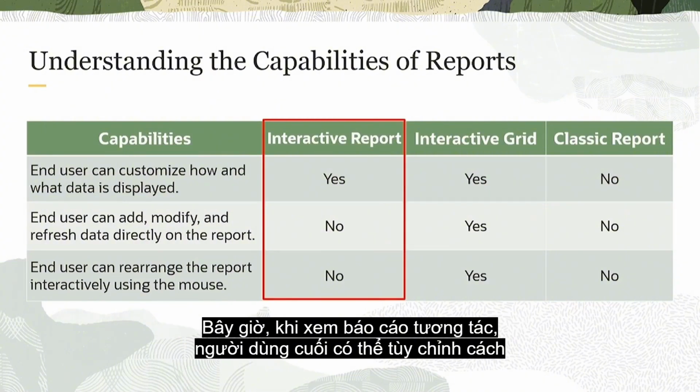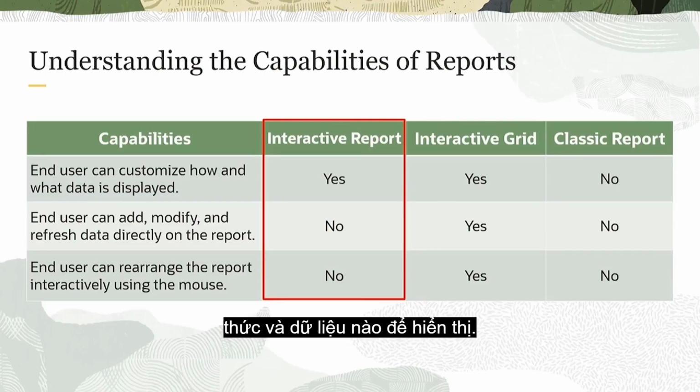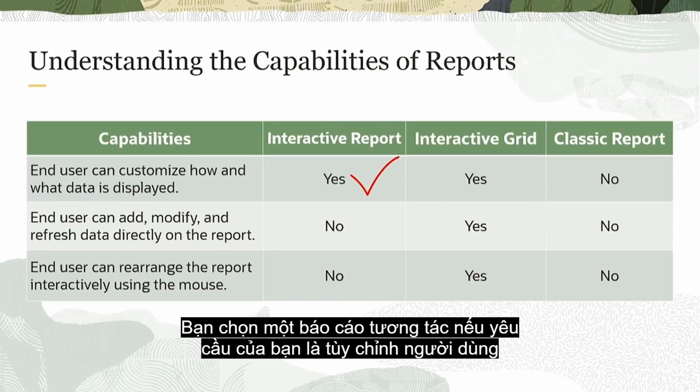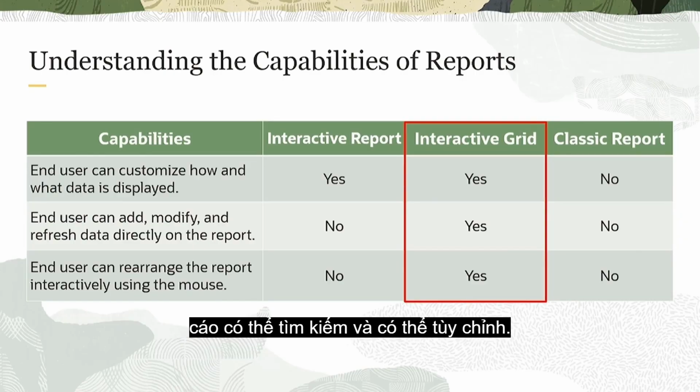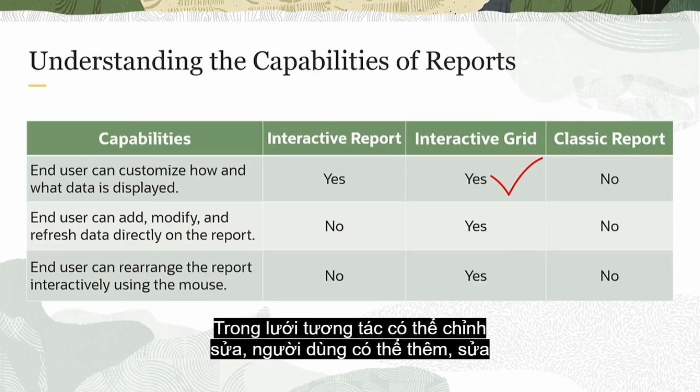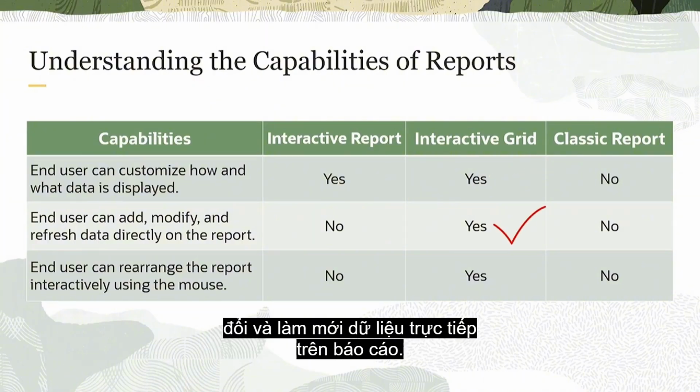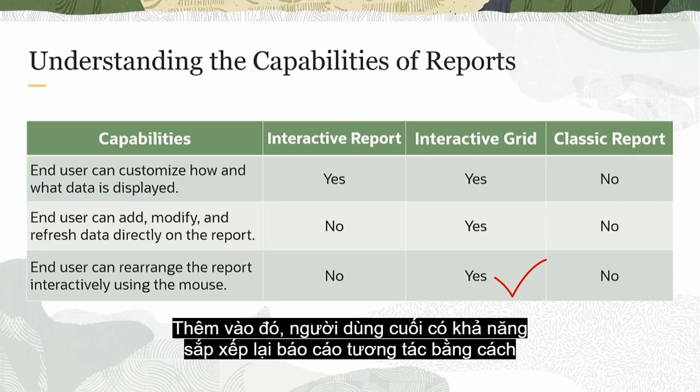Now, when viewing an interactive report, end users can customize how and what data to display. You choose an interactive report if your requirement is end user customizations. On the other hand, an interactive grid presents users with a set of data in a searchable and customizable report. In the editable interactive grid, users can add, modify, and refresh data directly on the report. Plus, the end user has the ability to rearrange the report interactively using the mouse.